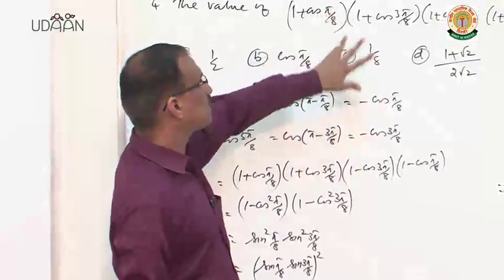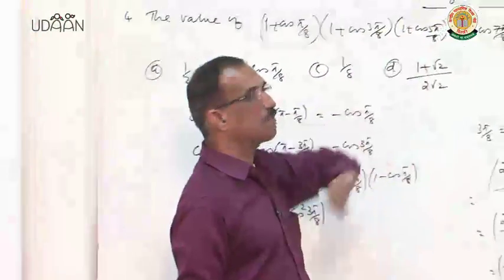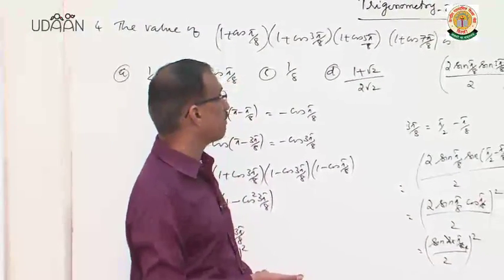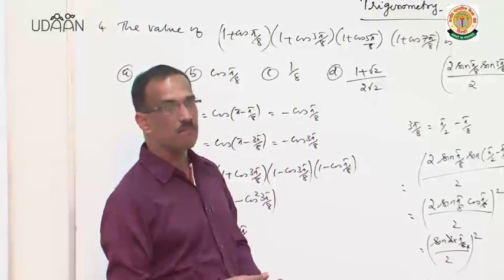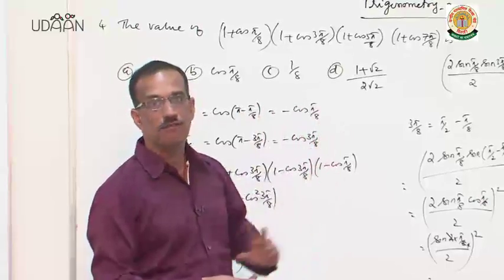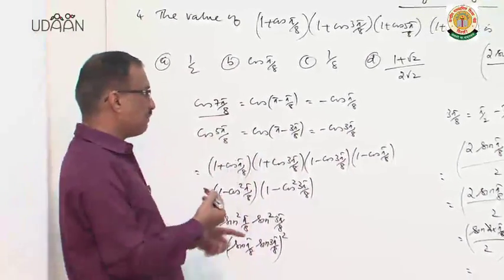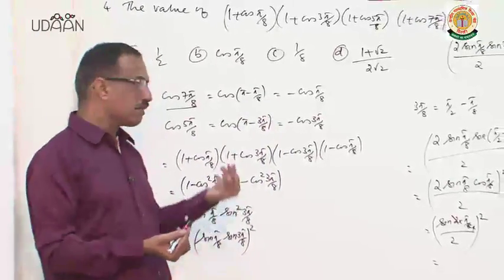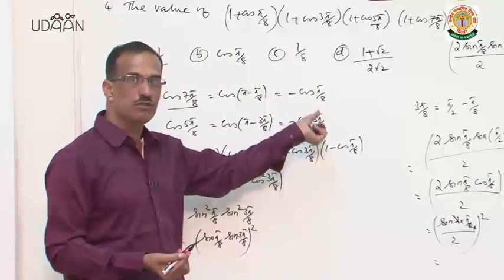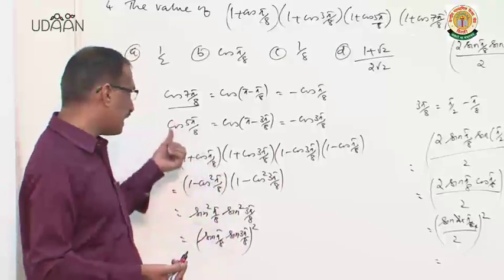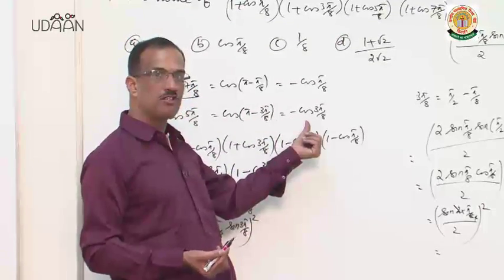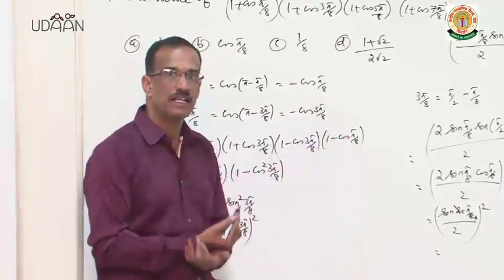So, we have to find the value of 1 plus cos pi by 8 into 1 plus cos 3 pi by 8 into 1 plus cos 5 pi by 8 into 1 plus cos 7 pi by 8. For that, 7 pi by 8 can be written as pi minus pi by 8. From there, cos is changed into minus cos pi by 8. And then cos 5 pi by 8 can be changed into minus cos 3 pi by 8.